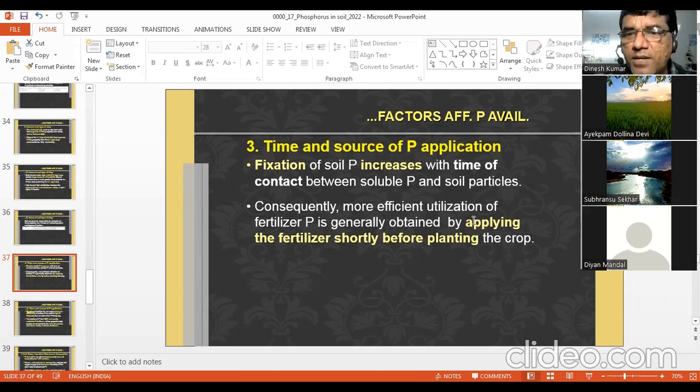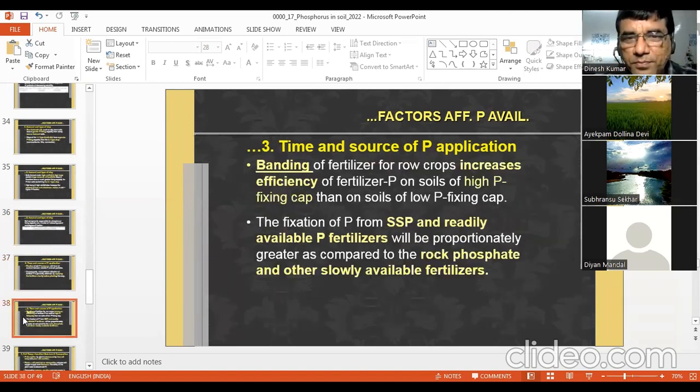Consequently, more efficient utilization of fertilizer P is generally obtained by applying the fertilizer shortly before planting the crop. There is no need to apply phosphorus 1 month before the sowing. It is better to apply phosphorus on the same day, because if you apply 10 days, 15 days before, most of the P will be fixed and will not be available to the crop. So therefore, apply phosphorus when you are going for planting or sowing of the crop.